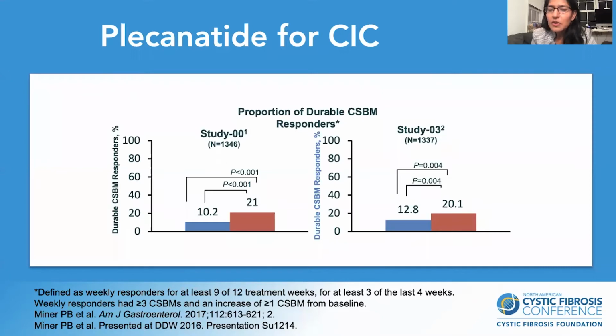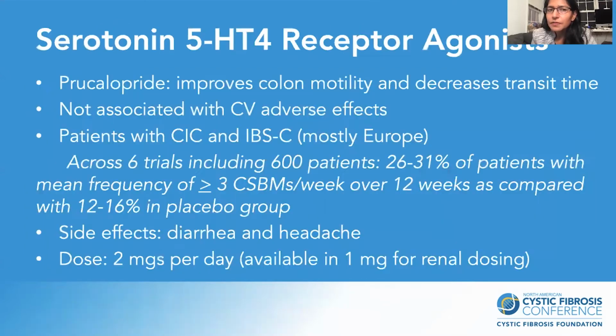And a weekly responder meant that you had an improvement of at least greater than or equal to 3 complete spontaneous bowel movements per week, and greater than 1 complete spontaneous bowel movement from baseline. And you see here that individuals that were treated with plecanatide, about 20 to 21% of individuals were responders, whereas only 10 to 12% of individuals in the placebo arm were considered responders.